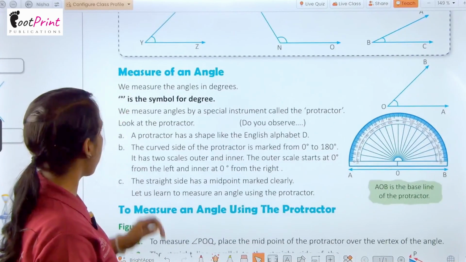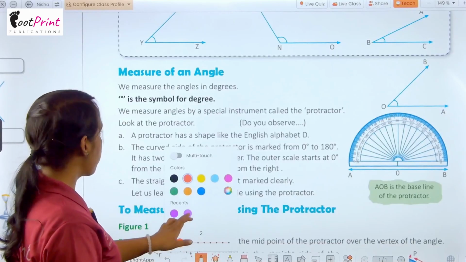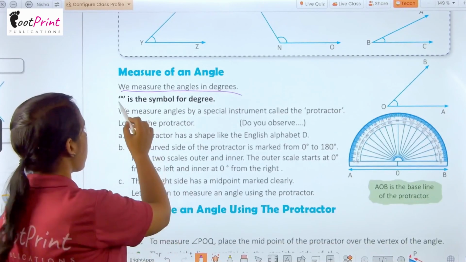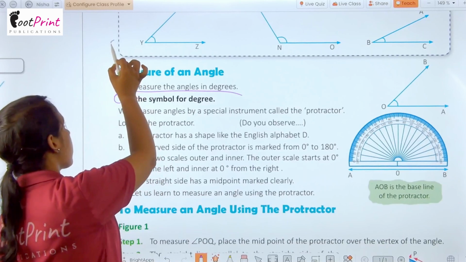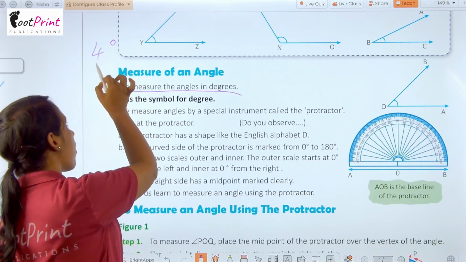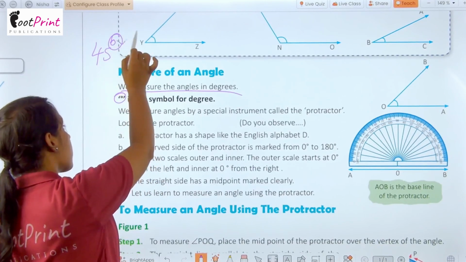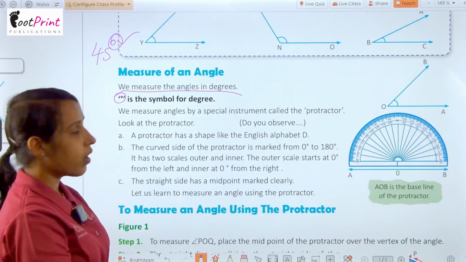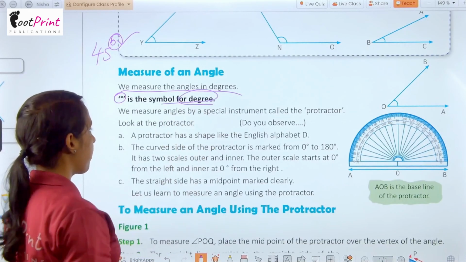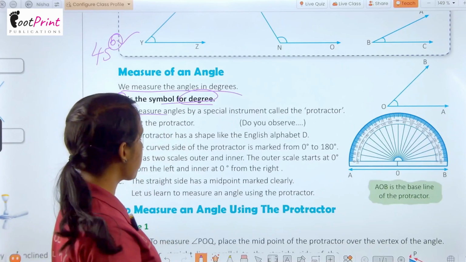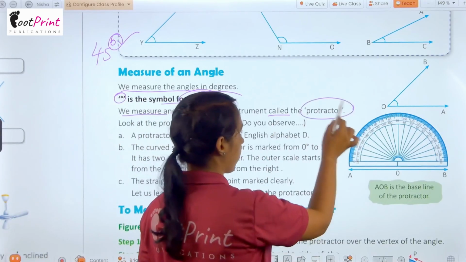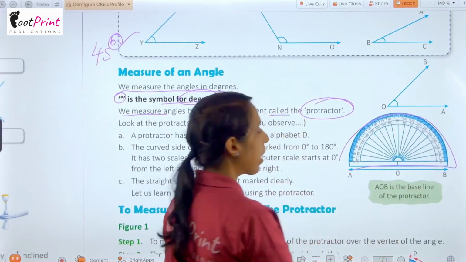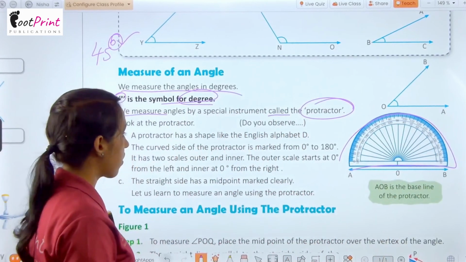How do we measure an angle? So we measure the angle in degrees. Okay. This symbol, just like that, is degree. Okay. 45 degrees. So this symbol is used for degree. We measure angles by a special instrument called a protractor. Okay, this is a protractor, and through it we can easily measure an angle.